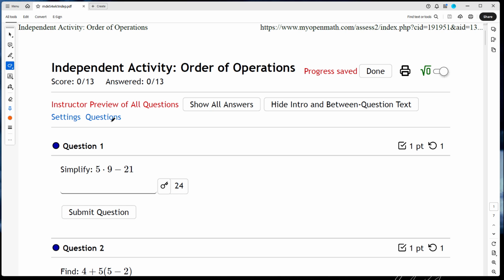This is week 1, an independent activity, order of operations, question 1. Simplify this expression. In order to simplify this expression, we use the order of operations. I'll write PEMDAS at the top. It's a little acronym to guide us through the steps we need to take.